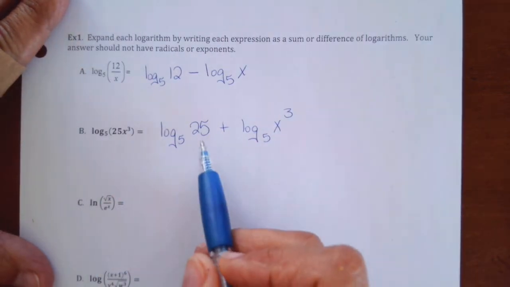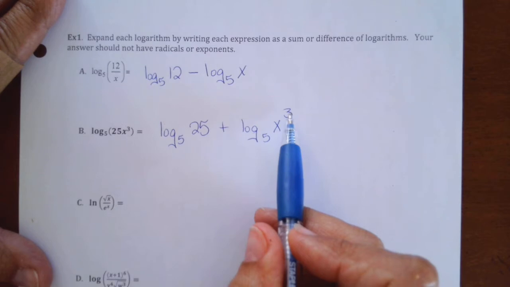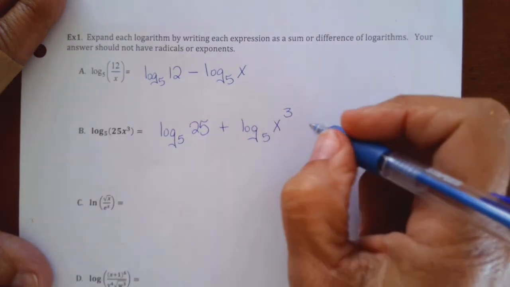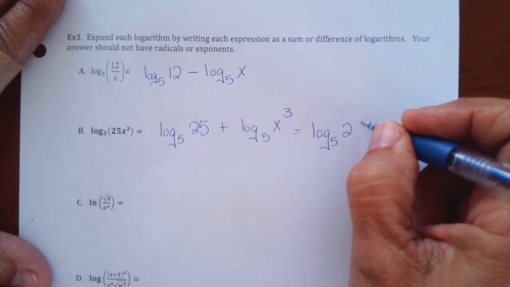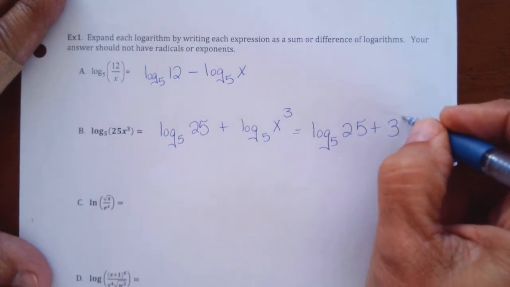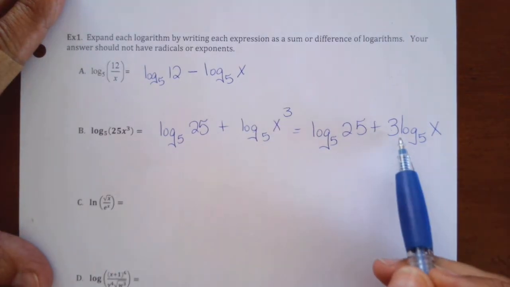Okay, so we'd almost be done, except the only problem is that we have an exponent. So for a log raised to an exponent, we're supposed to bring that exponent out front. So I could go one more step: log base 5 of 25 plus 3 log base 5 of x. Okay, so I just bring the 3 out front.